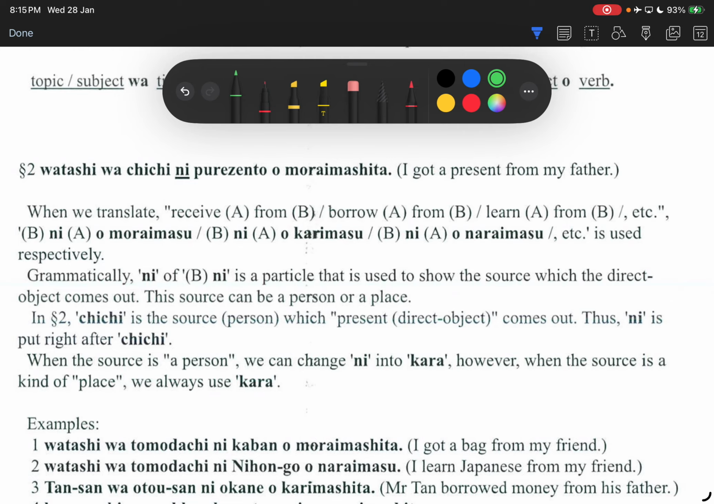Moraimashita. So moraimashita, the ni particle simply is the source particle. Right? So it becomes the source. So how to remember it is just cover the center part. Don't see the center part. So just read. Watashi wa moraimashita means I received. So the center part must be the person who gives. Right? Very straightforward. So watashi wa chichi ni presento o moraimashita. So I received present from father.